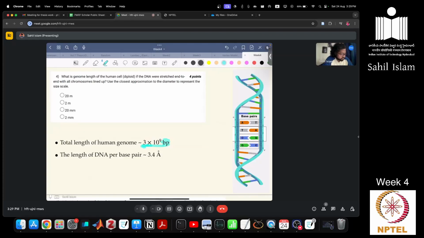Now we have to answer in terms of meter, millimeter, in those units. One base pair is 3.4 angstrom. So the total will be 3 into 10 to the power 9 times 3.4 times 10 to the power minus 10 meter. If you calculate this, you will get the right answer.